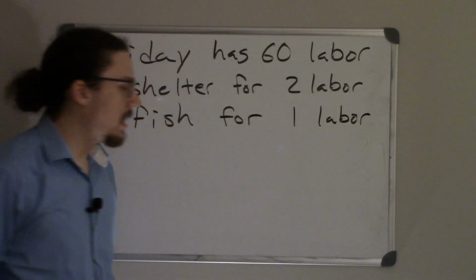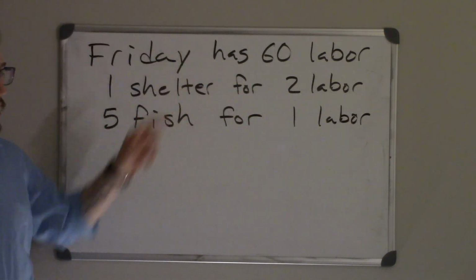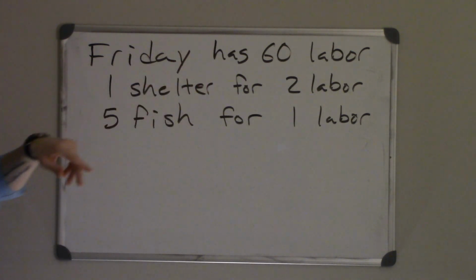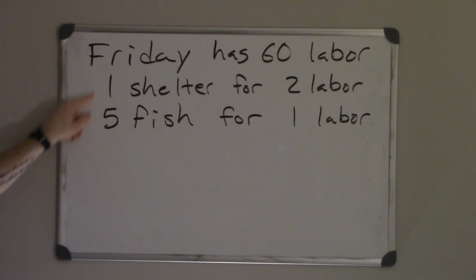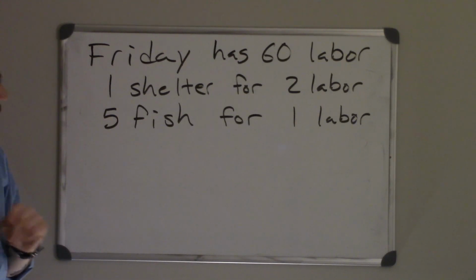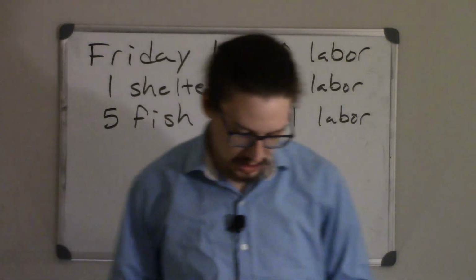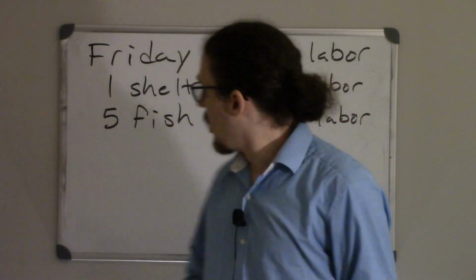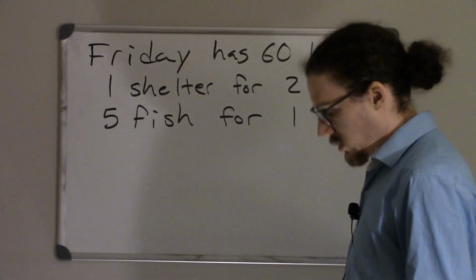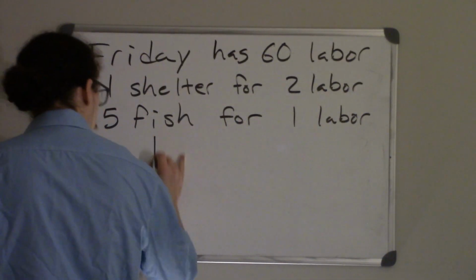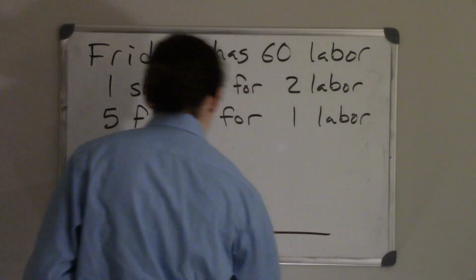All right, so here we have our number of resources, or the amount of inputs, and then we also have our production capabilities here and how many units of labor it takes for each good to be produced. All right, so I'm going to just quickly draw a very small version of Friday's PPF.